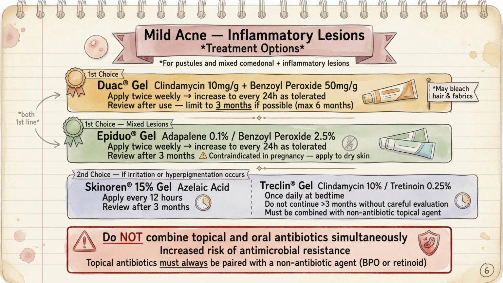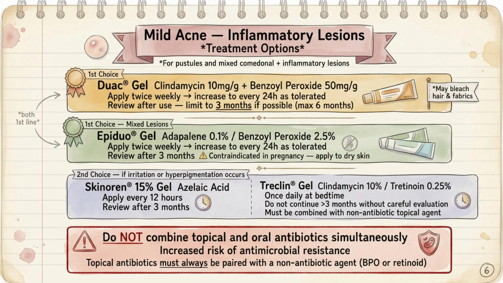Now, an important antimicrobial stewardship rule. Topical antibiotics like Duac must always be used alongside a non-antibiotic topical agent, such as benzoyl peroxide or a retinoid. This reduces the risk of antimicrobial resistance developing. And remember this rule clearly. Do not combine a topical antibiotic with an oral antibiotic simultaneously. This increases resistance. We will come back to this.